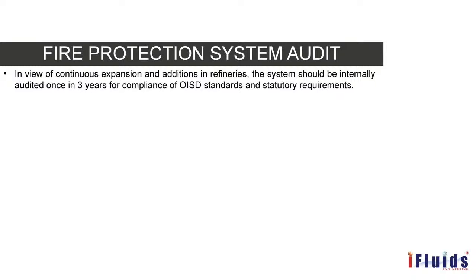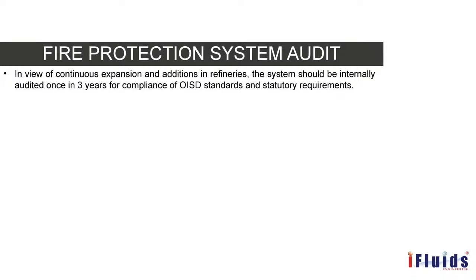So that's all about the fire protection system. As an outline of what we have gone through in this OISD 116, the objective of this particular OISD is to define the effective fire protection system with respect to the type of the fire and with respect to the type of the facility.